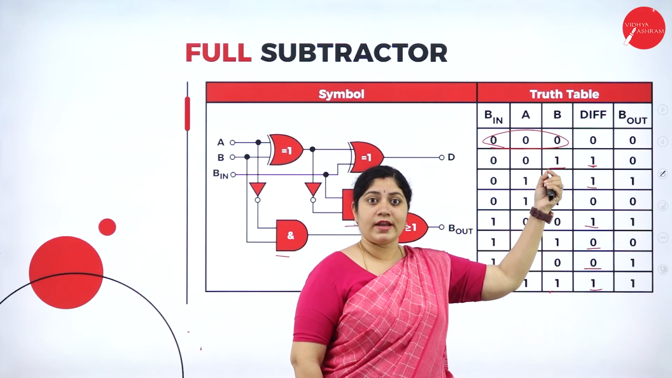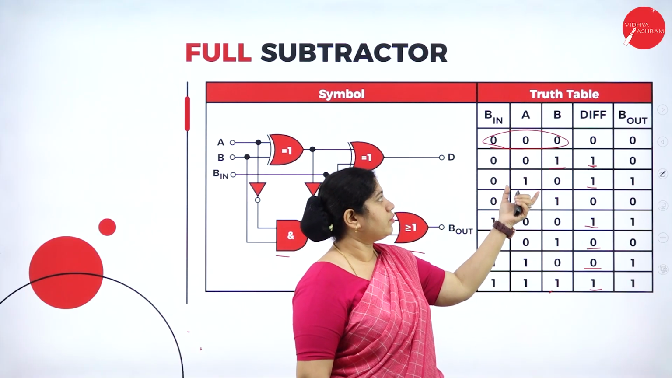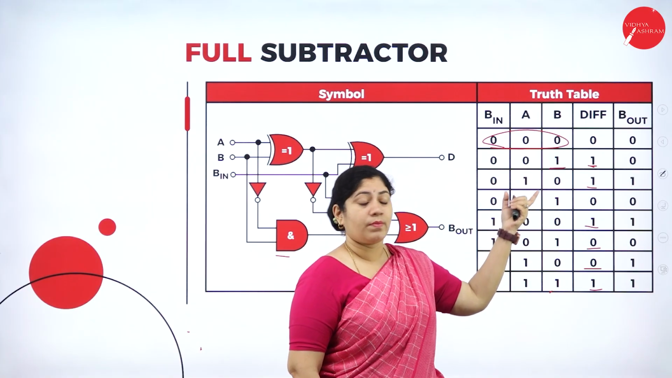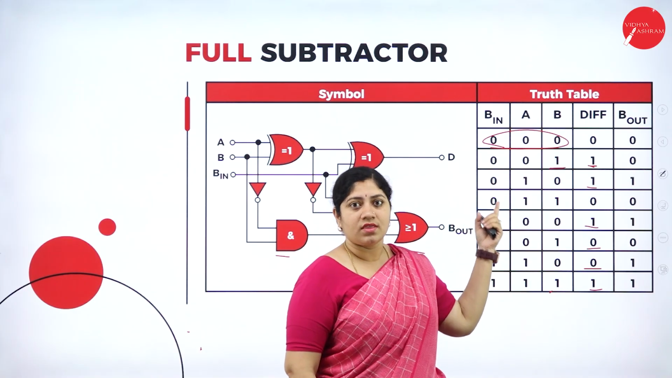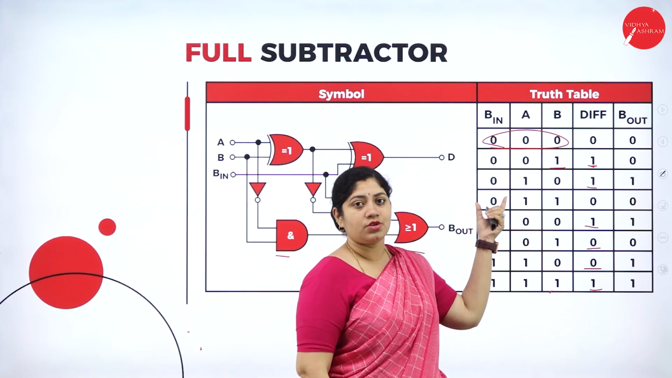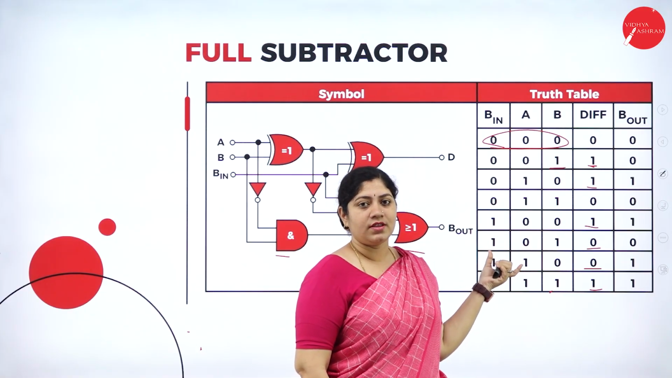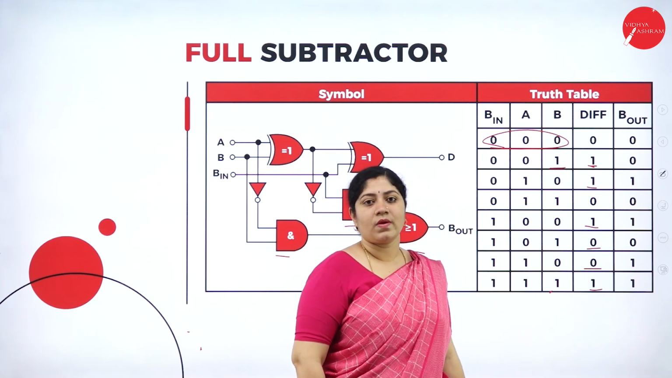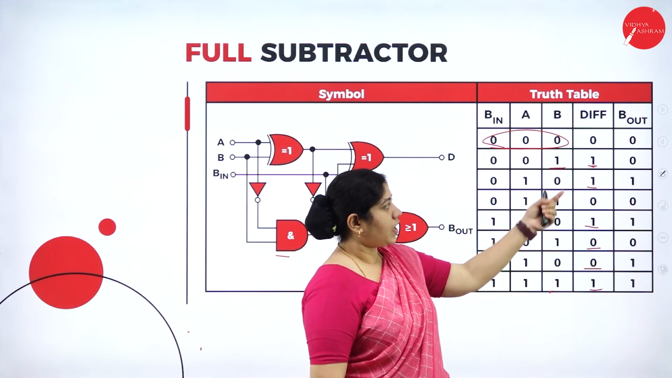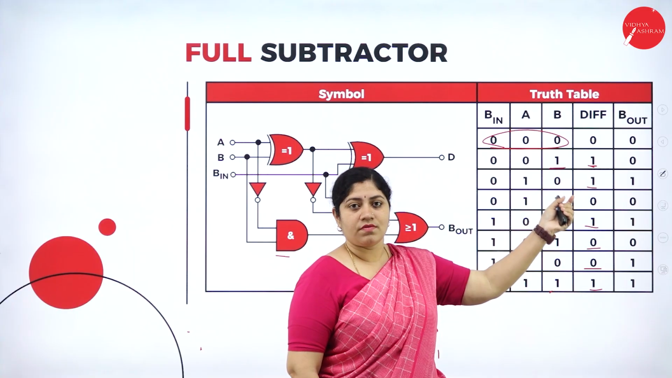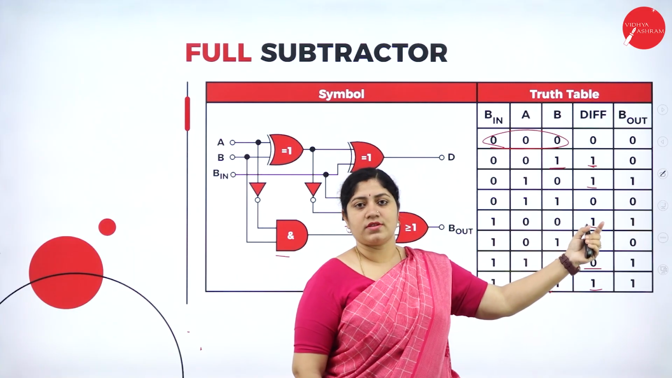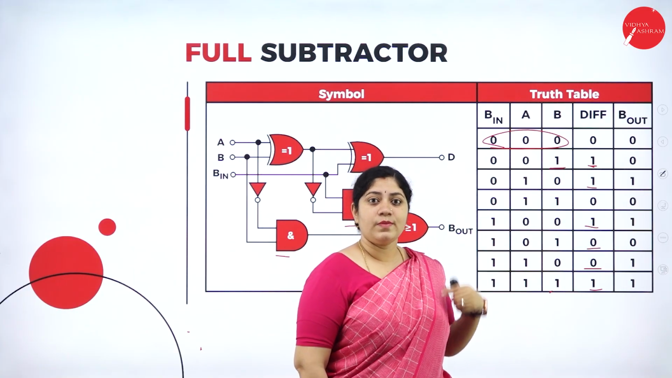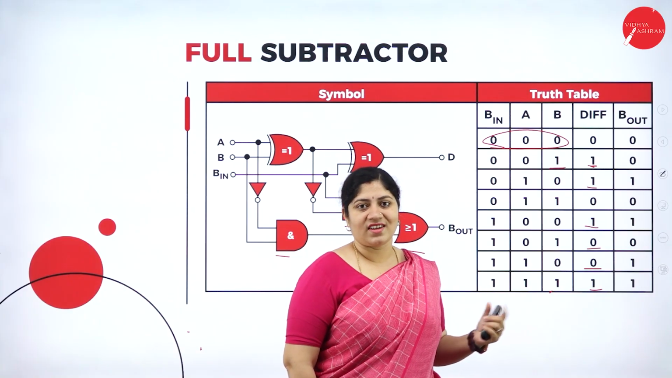It's nothing but A dash into B. So we have to do that A dash into B, then followed by B into B dash. Then what is it? B into A dash. So if we clear this, we will be getting these values. Is this clear? Or else you can just see and make out the difference between the difference bit as well as the borrow bit, and it will be easy to understand and learn at that time.